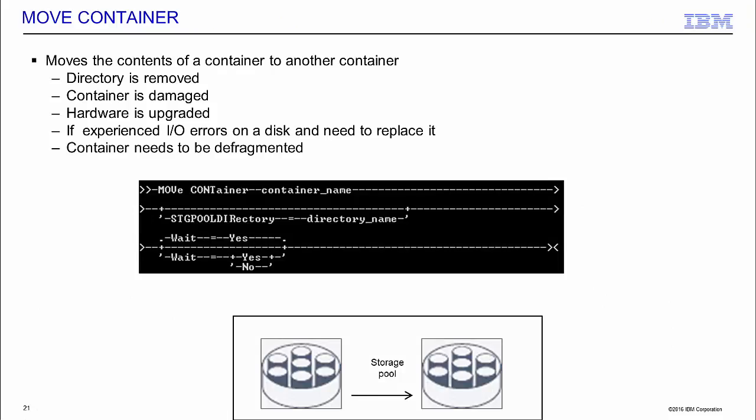The next few slides are going to walk you through some of the command line commands that have been implemented around the containers. The first is the move container command. This might be needed if you had a directory deleted, if a container was damaged, if you upgraded your hardware from one type of hardware to another, or if there was some type of I/O errors on the disk where your directory container was.